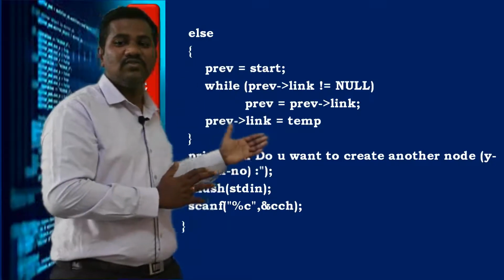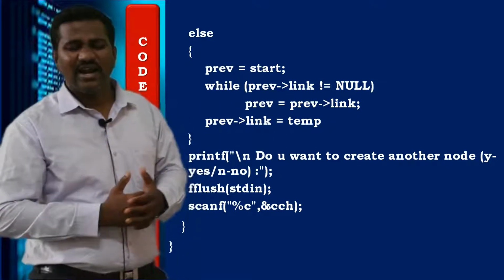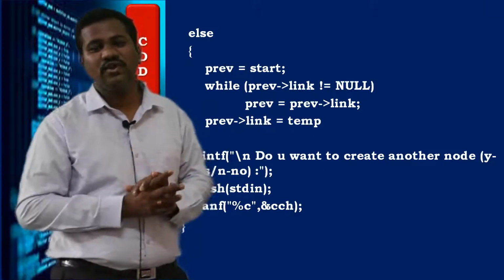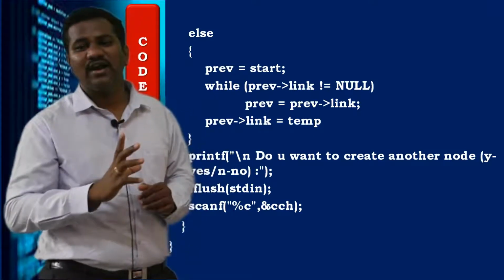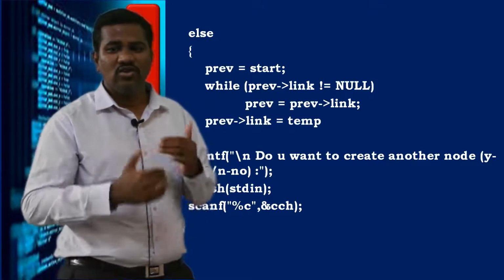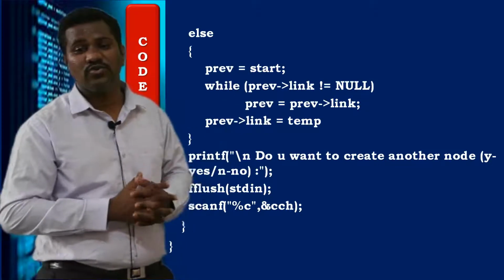After that, previous arrow link is assigned temp, which is the newly created node. Like this, the else part is going to be executed. That means the if part is executed only once, when creating the first node. When you create the second node onwards, the else part is always executed.